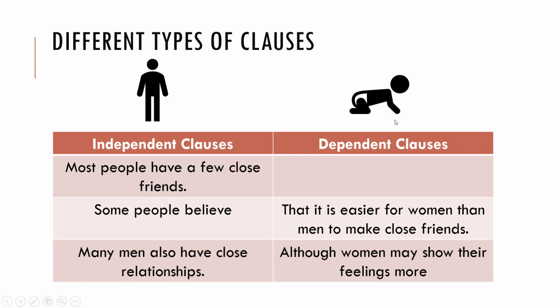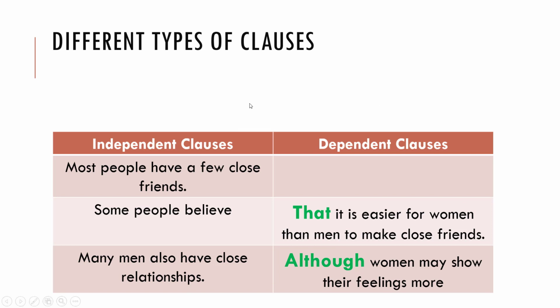But dependent clauses cannot be alone. They are like a small child. They cannot be their own sentence. They must always be with an adult. So dependent clauses will always be in a sentence with an independent clause. So that means that these clauses right here on the dependent side are not complete sentences. They cannot be on their own. If you write something like this, it must be attached to an independent clause to be a full sentence.